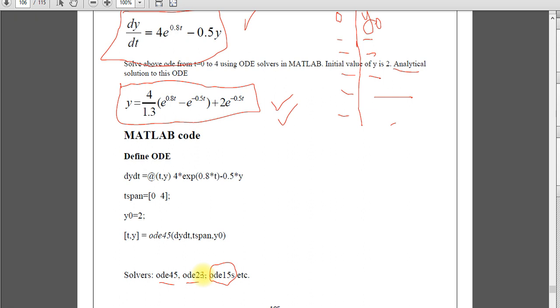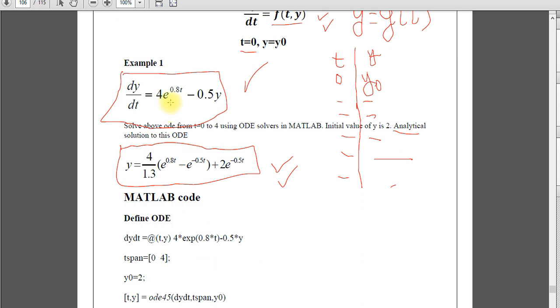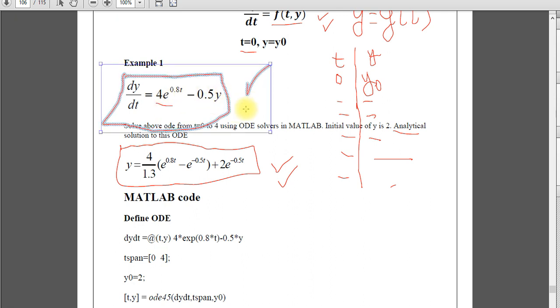Now let's come to this example. We have dy dt is 4 exponential 0.8t minus 0.5y. We want to solve this equation using MATLAB. Very easy, and I believe this is a very useful tool if you know how to solve differential equations using MATLAB. You can solve easily even a system of ODEs. We'll come to that after this.